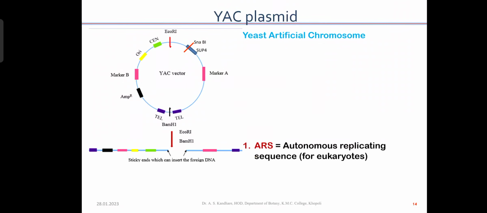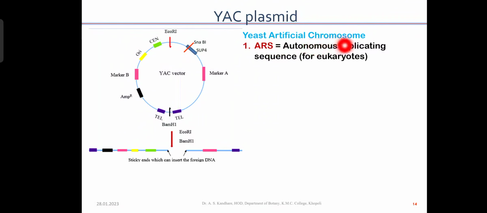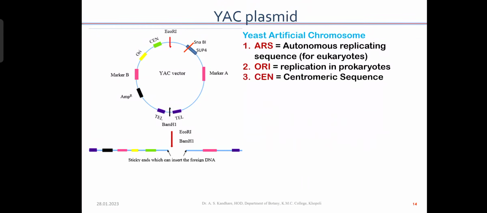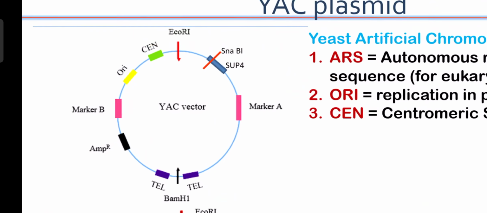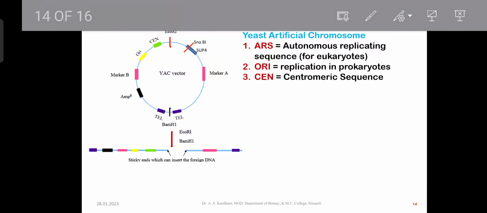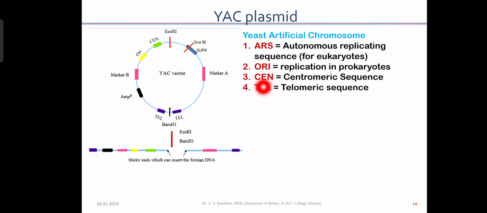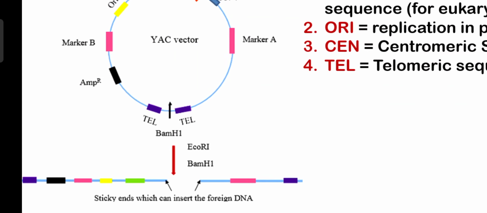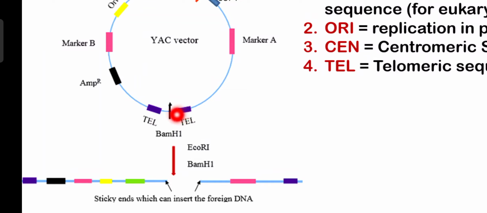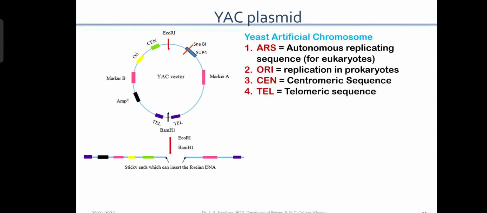Then, this YAC, an artificial chromosome, what sites does it have? You can see here it has ARS, that is autonomously replicating sequence for eukaryotes. So the ARS site is present in it. Then it has ORI, that is origin of replication site in prokaryotes. Then it has CEN, the centromeric sequence, shown here. This sequence is also visible inside it. Then it has TEL, that is telomeric sequence, isn't it? Here you can see this telomeric sequence. There are two telomeric sequences, so this is an important thing.